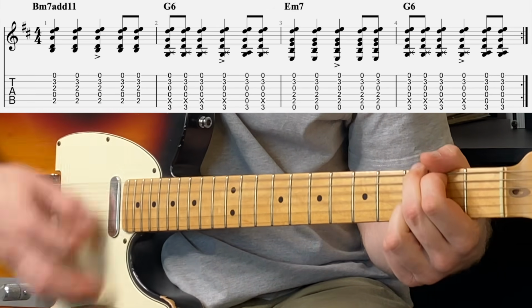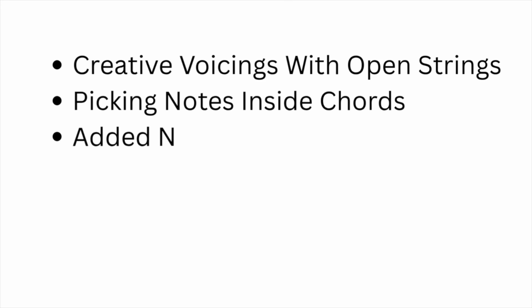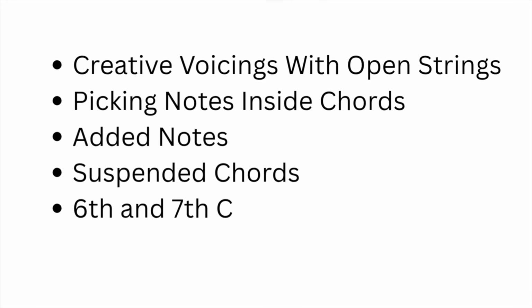Sam Fender isn't making his chords sound beautiful by using lots of complicated theory. He's taking simple chords and making better musical choices with them. Changing the voicings, picking notes from inside the chords, adding colour notes, using suspended chords for tension, and using 6th and 7th chords to create more interesting harmonic colours. You don't need to learn dozens of new chords to make your playing sound better. Most guitarists spend years looking for new chord shapes, when the real answer is learning how to get more out of the chords they already know. And that's exactly what Sam Fender does so well.